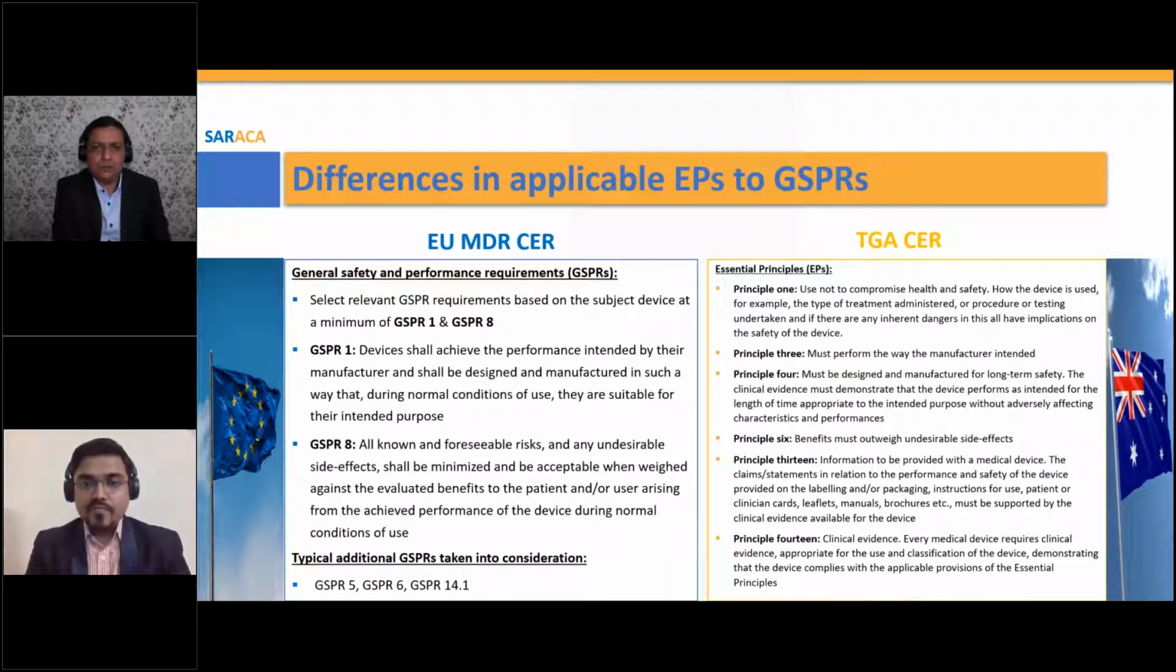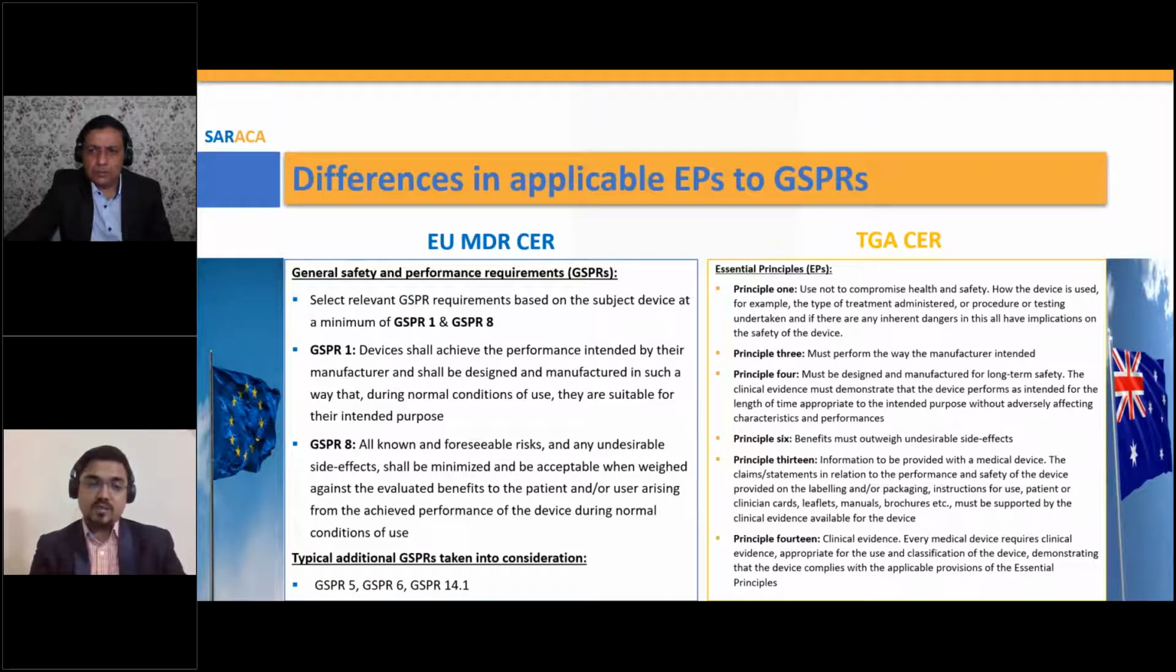So, if I tell you, in TGA it's essential principles, the EPs, and in MDR it's GSPRs. Earlier, in the Medical Device Directive MDD, it was only ERs, essential requirements. If you look at the TGA requirement, the number of EPs is quite large: 1, 3, 4, 6, 13, 14. So there are five principles which you need to comply with to create the clinical evaluation report.